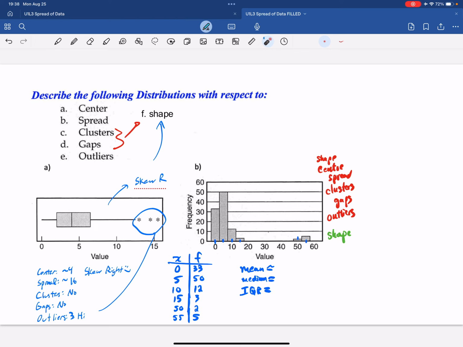I think for this one, the shape is definitely skew right. There are some outliers out here. And there are definitely some gaps too. There's a gap between, it looks like, 20 and 40, or 20 and 50, where there are no values.